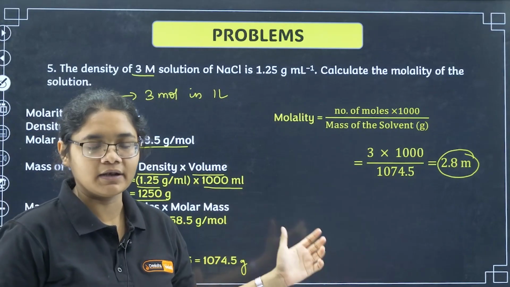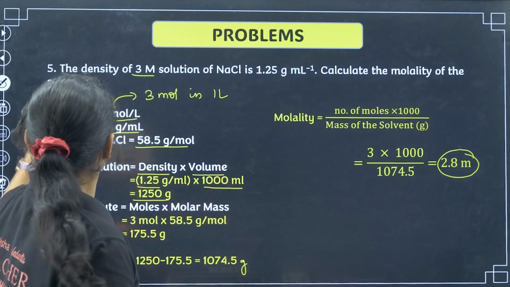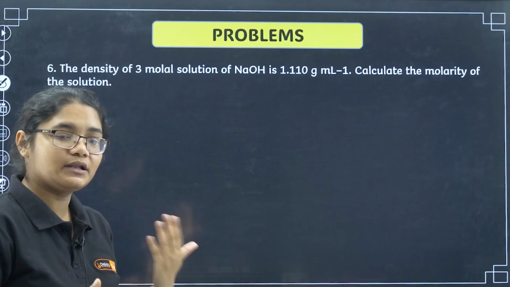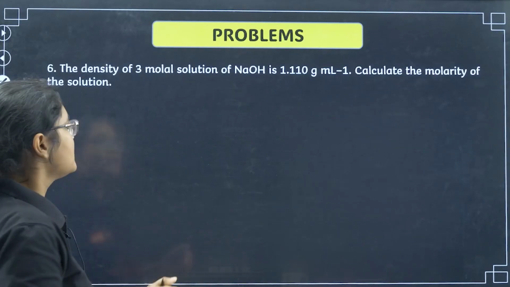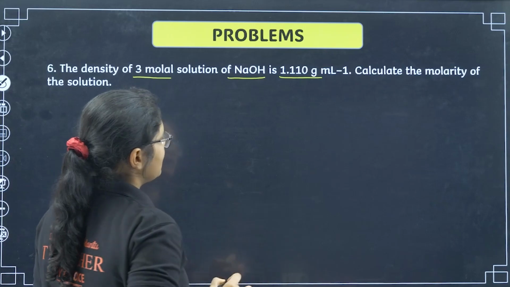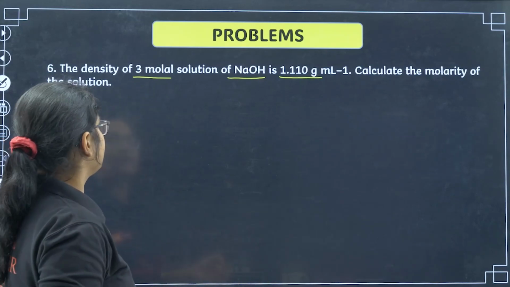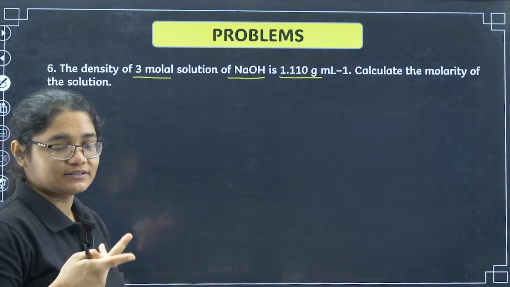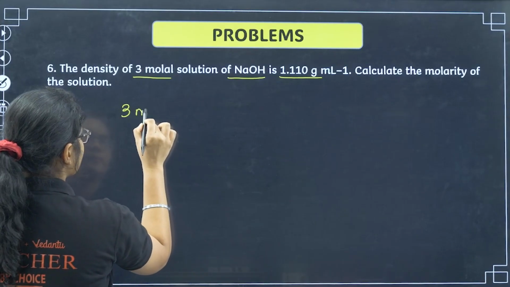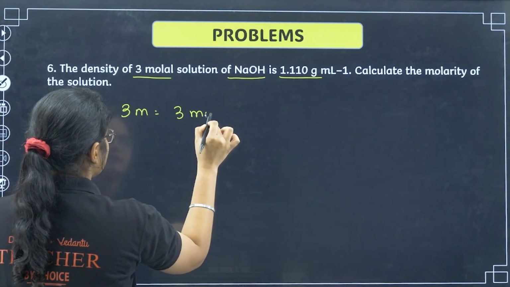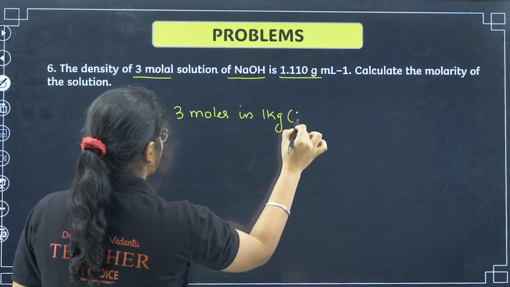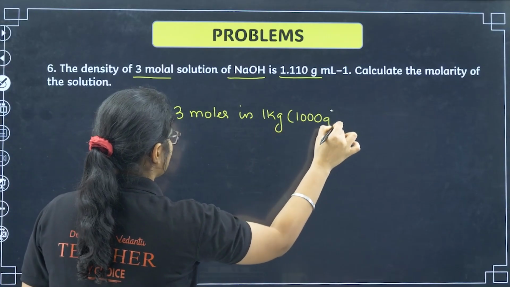A little bit tricky one, but yes, you can solve this. Moving to the 6th question here, the density. This is also a similar question but in a reverse way. The density of a 3 molar solution of NaOH is 1.11 gram per ml. Calculate the molarity of the solution. So this time it is reversed. We have been given what? 3 molar. That means 3 moles in 1 kg or 1000 gram solvent.